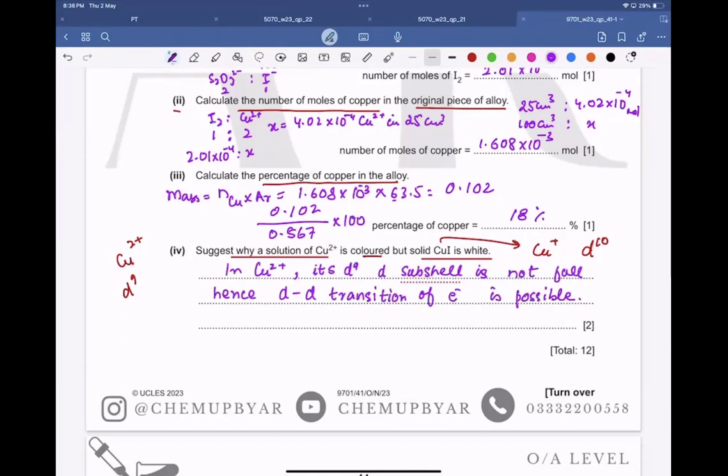Yeah, obviously, otherwise how would you justify it? The simple thing is that when a transition element is showing color, it means that its d orbital is not full. There is a space for the electron, and that's why when the d orbitals split into two levels, the electron from the lower energy can jump to the higher energy, and as a result it absorbs some radiation and the rest is transmitted. So as a result, we observe the color. But when the d orbital of a transition metal ion is completely filled, then after the splitting there is no space in the higher orbital for the electron from the lower orbital to jump to and gain light from the visible region. So as a result, it stays white. Is this clear?